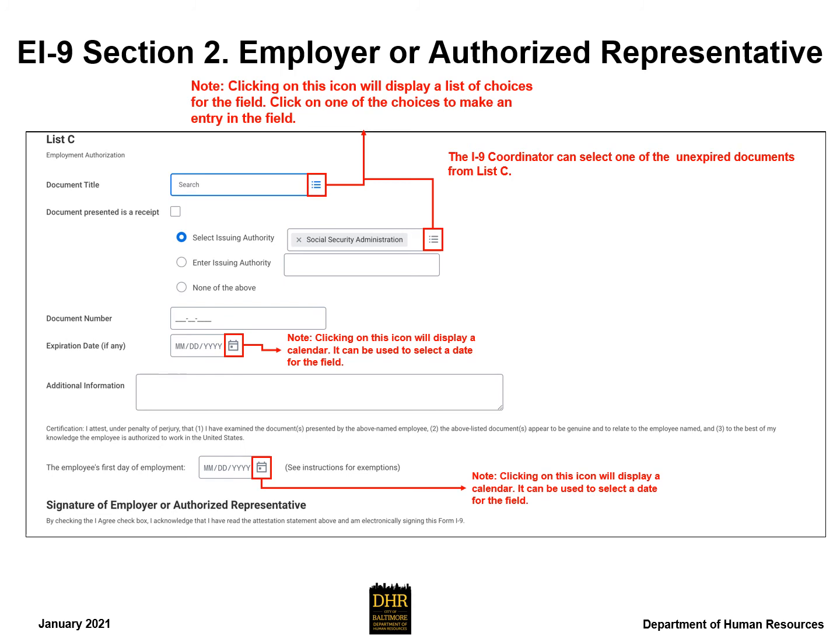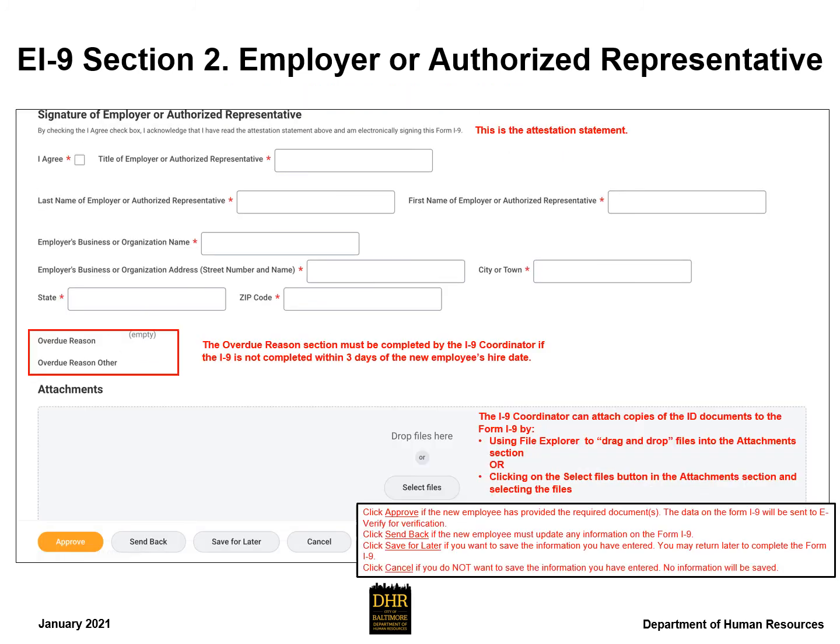And at the very bottom, there's an attestation section for the employer or authorized representative that by checking the box, they've acknowledged that they've read the attestation statement above and are electronically signing the Form I-9.